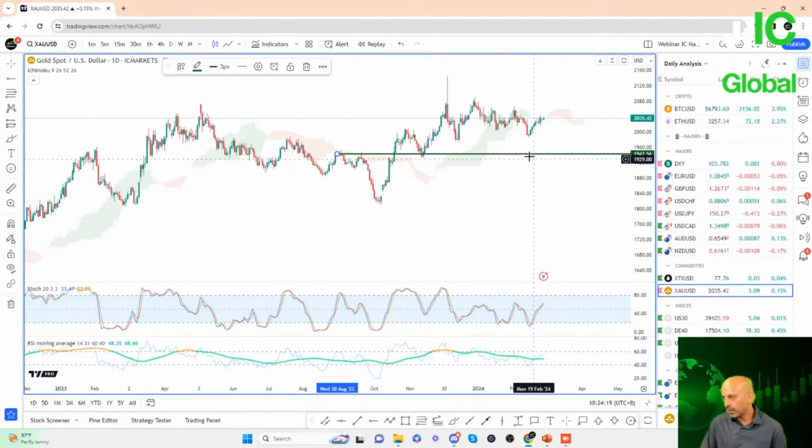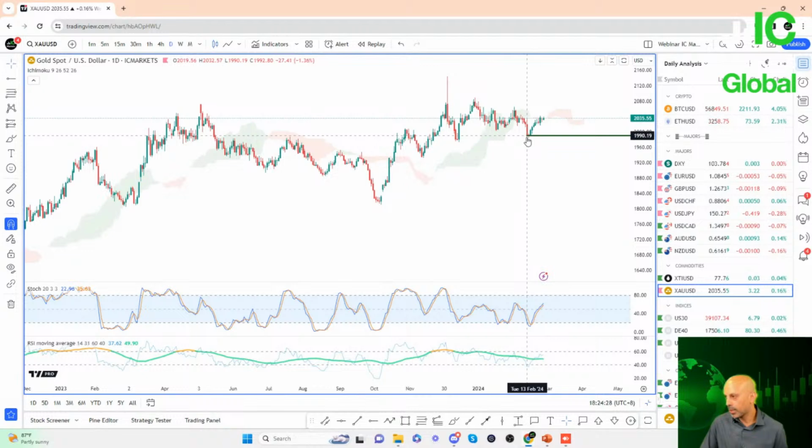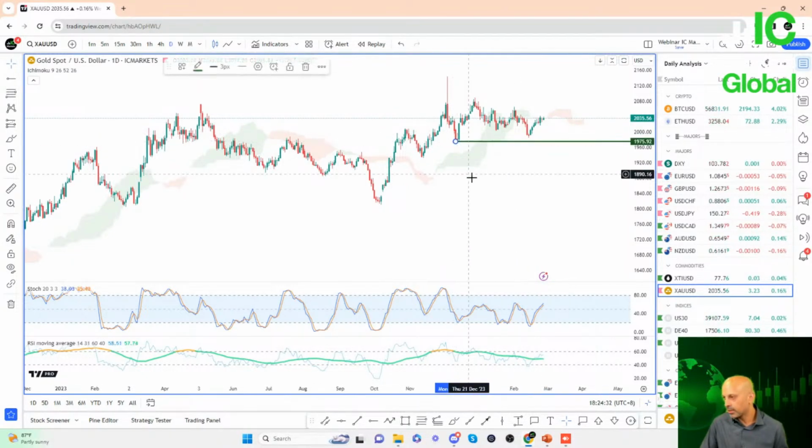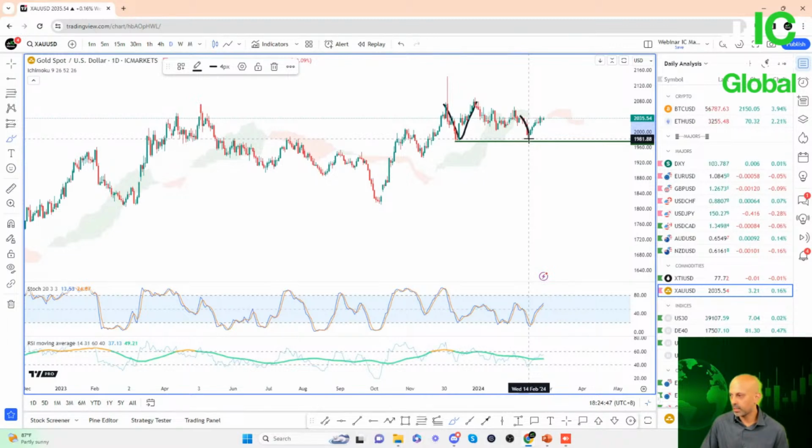Okay, so currently the most recent bounce was here for gold prices. We see price finding strong support here. If you look back in December of 2023, mid December, prices came down but bounced off 1975 quite strongly. And in the middle of February this year, prices came quite close to this level before reversing to go higher.